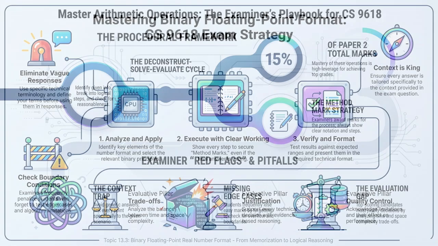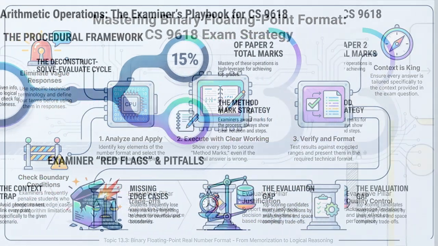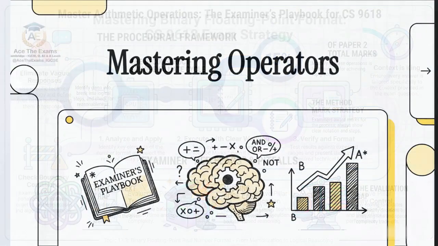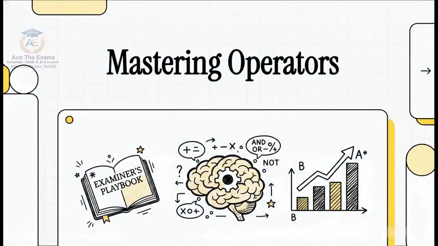Welcome to the Explainer. So if you're aiming for that absolute top tier, the A star, in your Cambridge Computer Science 9618 exams, you are exactly where you need to be. Today we're essentially cracking open the examiner's playbook. Because honestly, the difference between a solid B grade and a flawless A star almost always comes down to one really technical area: how well you handle expressions with arithmetic and logical operators.